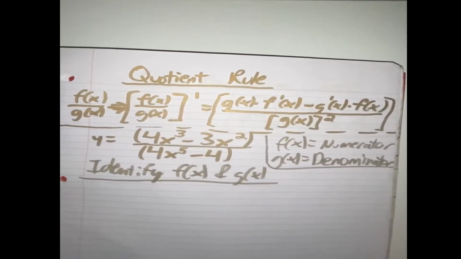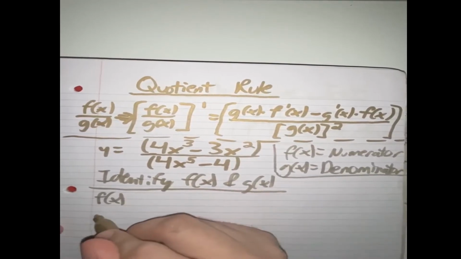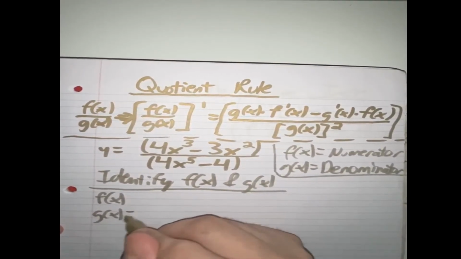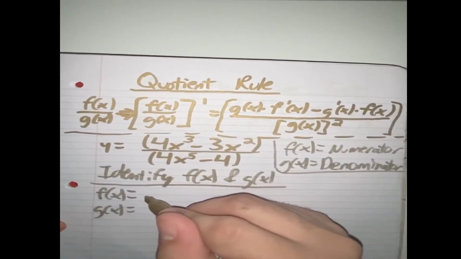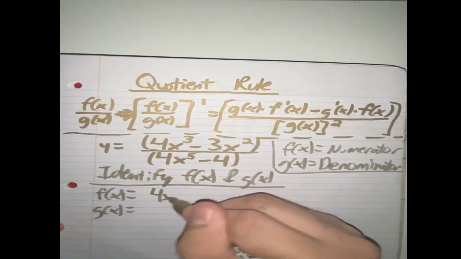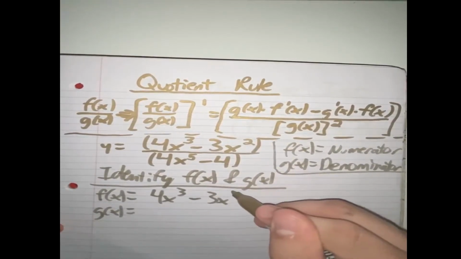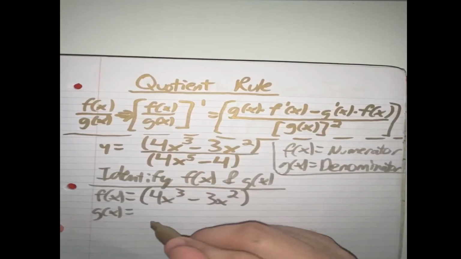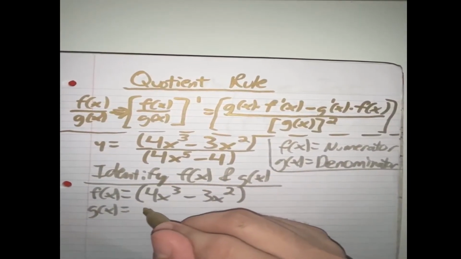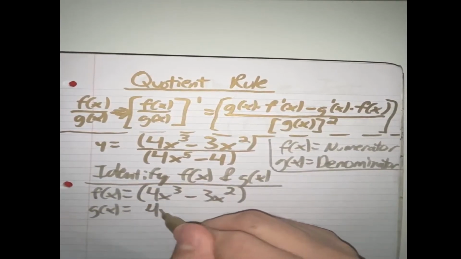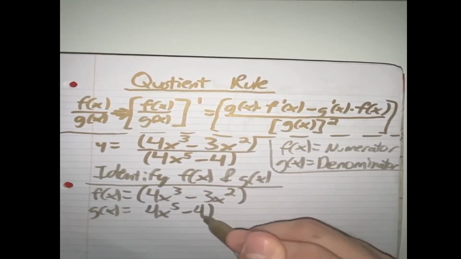And then the next step, once you have f of x and g of x, which right now we're going to identify f of x as our function on the numerator, so it would be 4x cubed minus 3x squared. And our g of x is our function on the denominator, which would be 4x to the 5th minus 4.